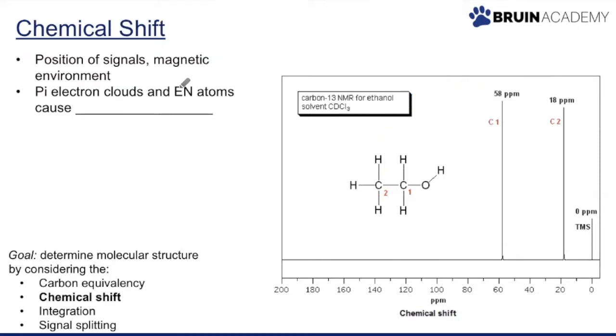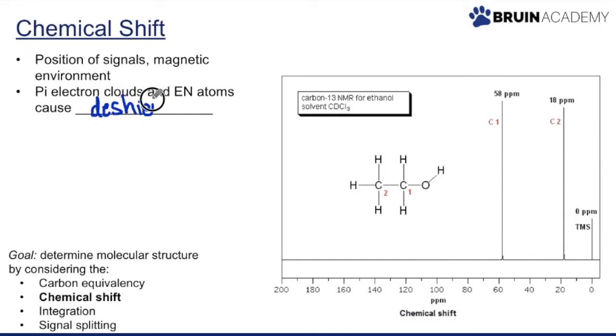that are registered on the NMR spectrum. The next thing we're going to look at is chemical shift, and similar to proton NMR, chemical shift gives us information about the position of the signals along the x-axis. What's important in carbon NMR is that the chemical shift is very much affected by things like pi electron clouds and electronegative atoms. Specifically, pi electron clouds and electronegative atoms cause something called deshielding.